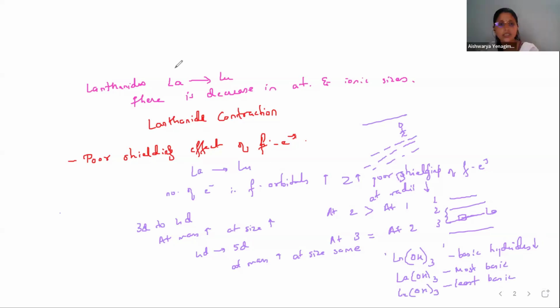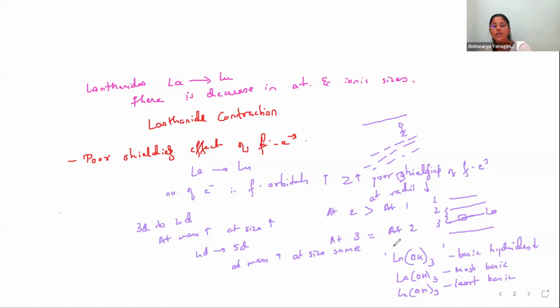What is the cause of lanthanide contraction? It is the poor shielding effect of f electrons. And what are the consequences? There is similarity in the atomic radius of the 4D and 5D series. Then the second is the high density of post-lanthanides: atomic size is the same but mass keeps increasing, therefore the density increases.